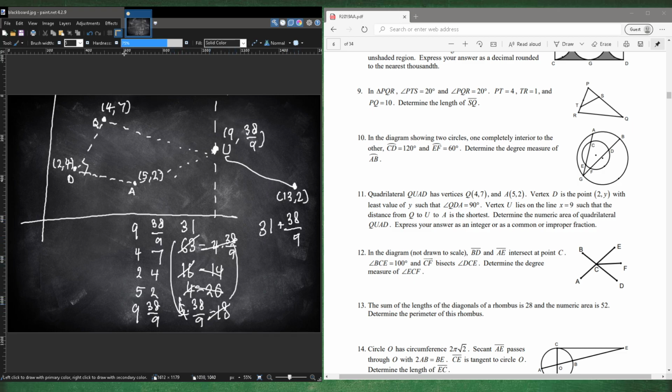And then this, basically we just added all these together. So when you add all these together and take half of it, that gives you the area. And that's the idea of the shoelace theorem. So this one is 279 plus 38 over 9, and then times a half. So just move the 2 to the bottom. So this is going to be 317 over 18. And that's your answer for number 11.